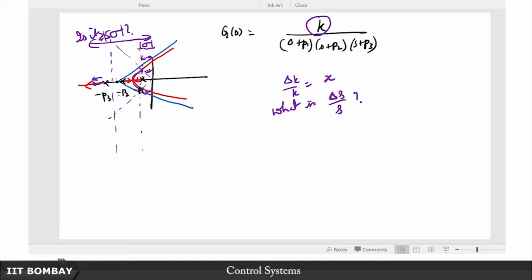So this is after all a rudimentary controller, isn't it? Because this is just a static controller, just a k. There is no dynamics involved in this. But we can do better. We can actually design some dynamic controller. So how about trying to do that?